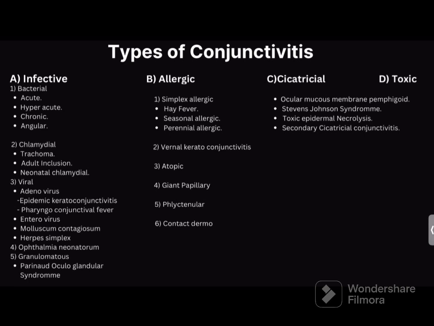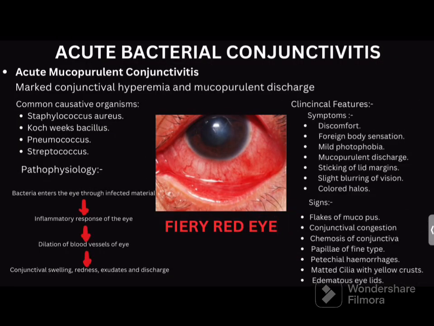Now, once you know the types of conjunctivitis, let's begin with the first type, that is your acute bacterial conjunctivitis. Acute bacterial conjunctivitis is an important short essay as well as a long essay question. Just to confuse you, sometimes the examiner may ask it as "write in detail about acute mucopurulent conjunctivitis." So in that scenario, don't get confused. Acute mucopurulent conjunctivitis is the other name or the synonym of your acute bacterial conjunctivitis itself.